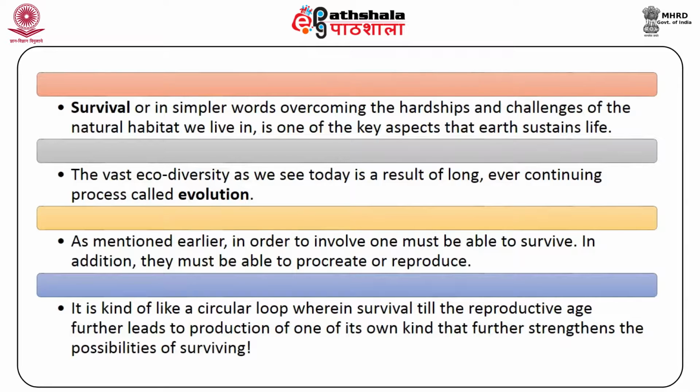The vast ecodiversity as we see today is a result of a long, ever continuing process called evolution. As mentioned earlier, in order to evolve, one must be able to survive. In addition, they must be able to procreate or reproduce. It is kind of like a circular loop wherein survival till the reproductive age further leads to production of one of its own kind that further strengthens the possibilities of surviving.